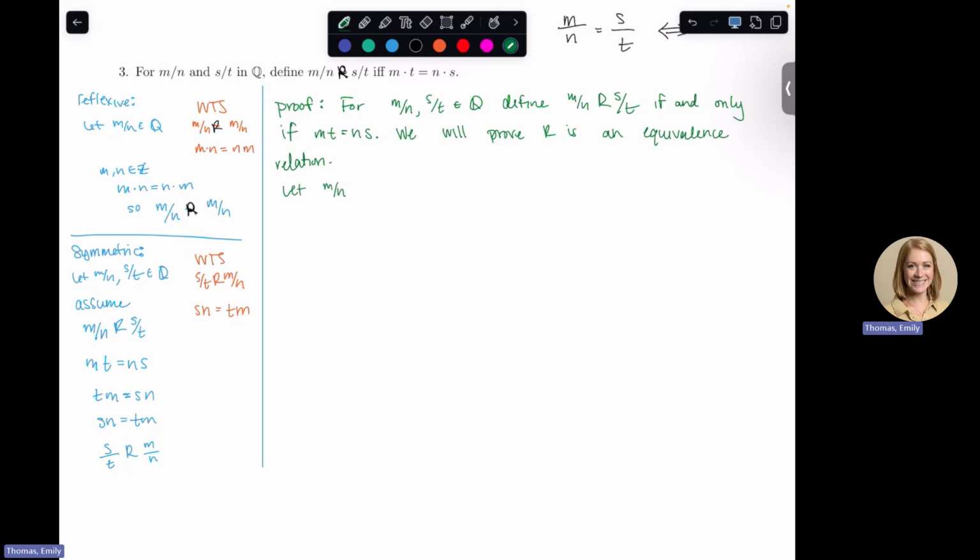Let M over N be in Q. Notice M and N are in Z, so M times N is equal to N times M. Thus, M over N is related to M over N, and R is reflexive.